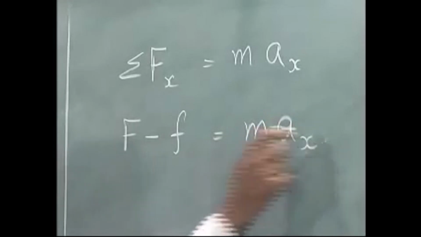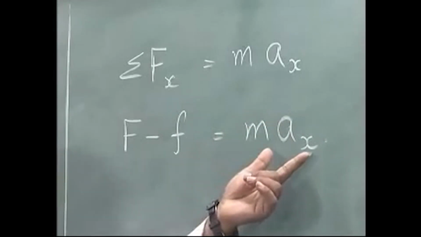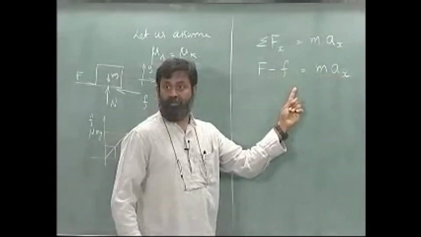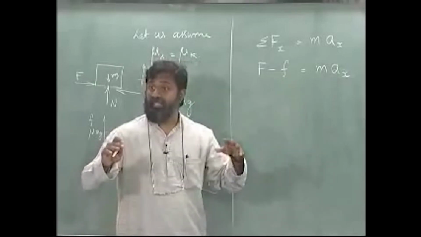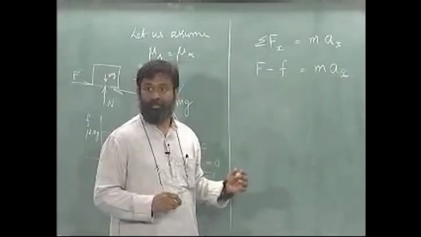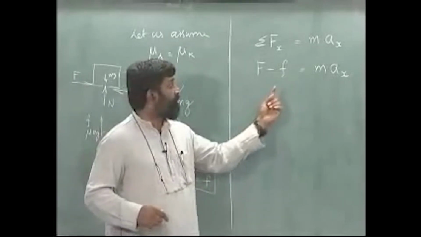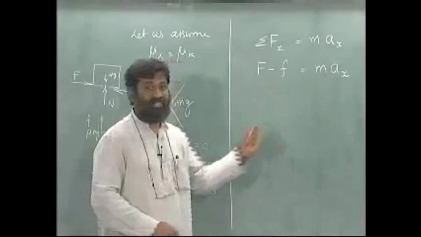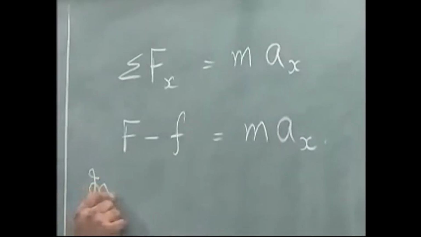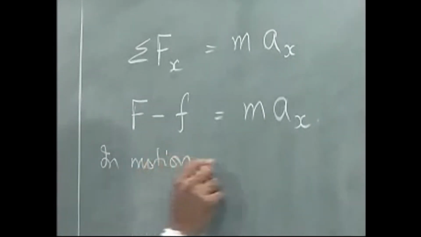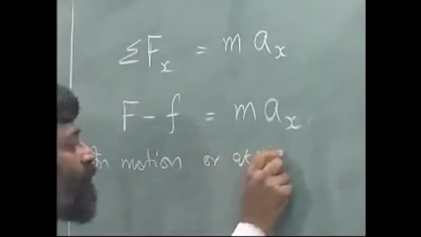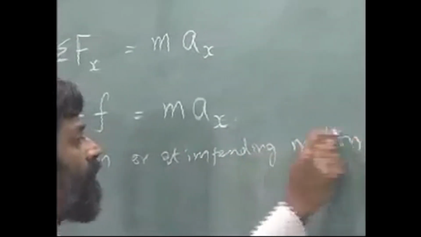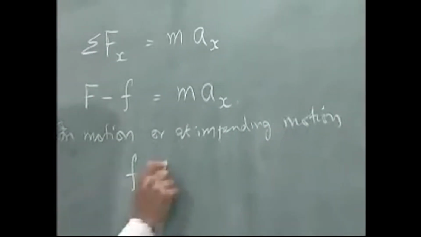times Ax. When Ax is equal to 0 at the static condition, this is equal to 0, capital F equals small f. But if Ax is non-zero, in the condition when it is non-zero, remember this, there is a motion involved, which means this reaches, so in motion or at impending motion, about to move, then F is equal to mu times mg.